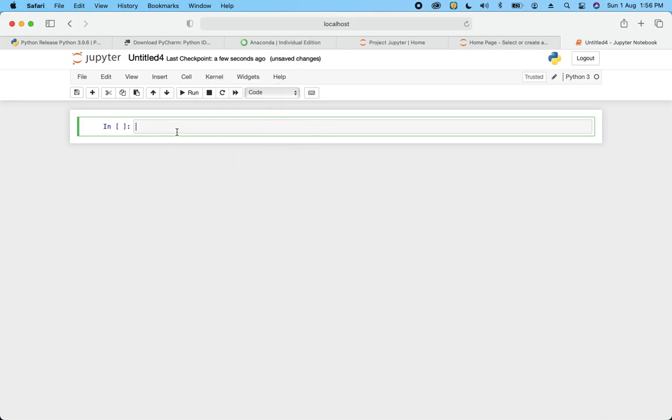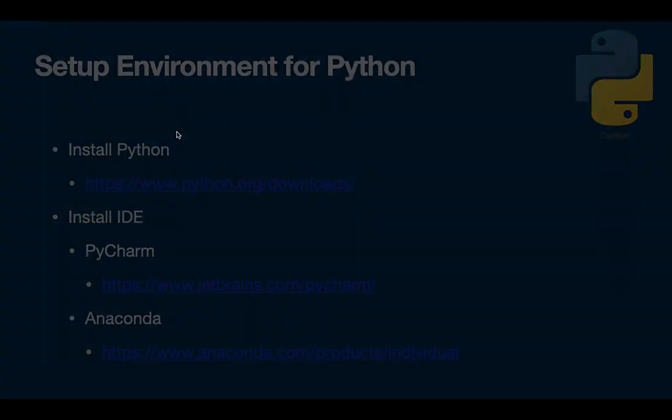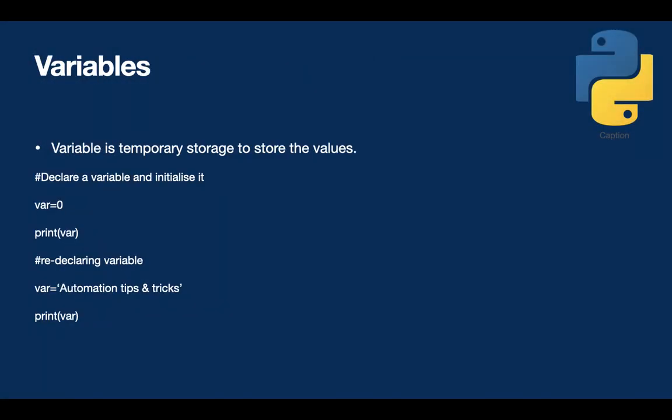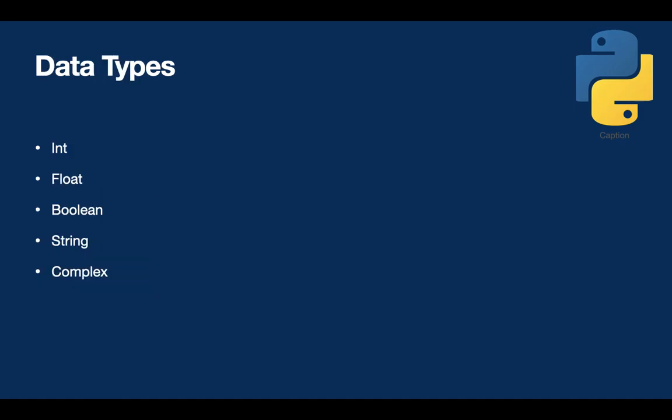Now the next thing we are going to study is variables. Variables, in simple terms, are temporary storage to store values. Each and every variable consists of three things. One is the name of the variable. Second, the address in memory. Third is the value which is going to be stored temporarily. So this is the example which I have given over here.